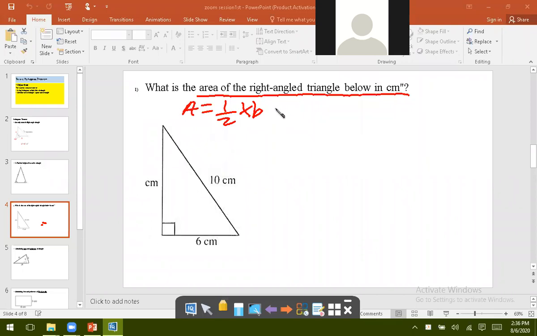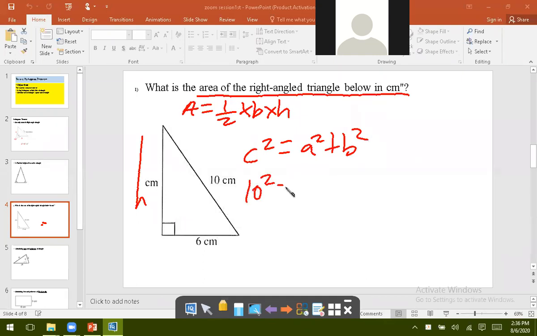So before we find the area of a triangle, we have to find the height of the triangle first by using the Pythagoras Theorem. So c squared equals a squared plus b squared. c squared is the longest side, which is 10 squared, equals a squared, which is the 6 here, 6 squared, and b squared is actually the height, so that's h squared here.